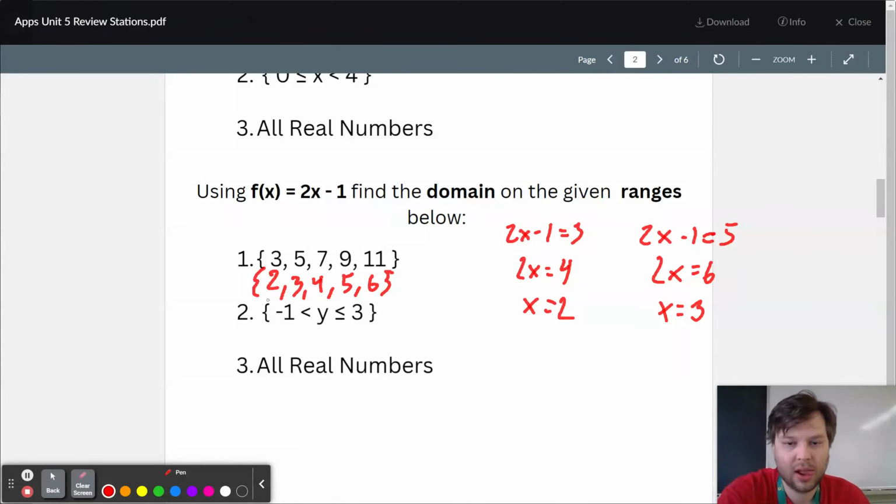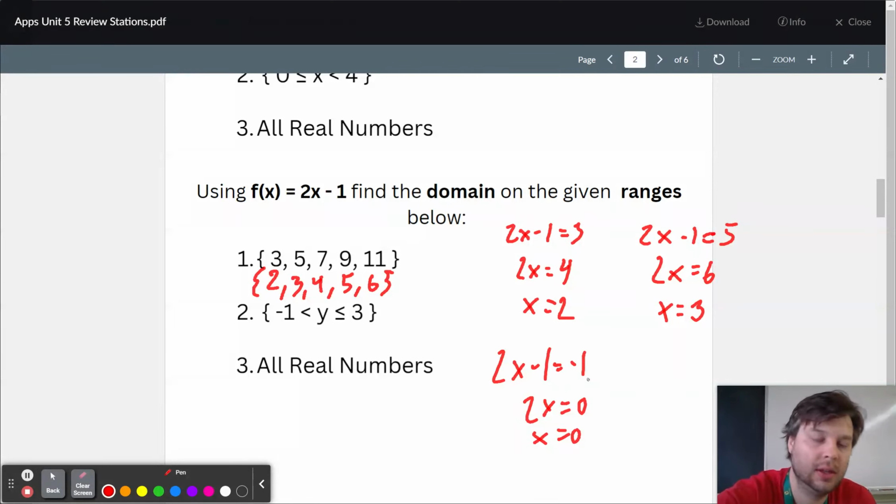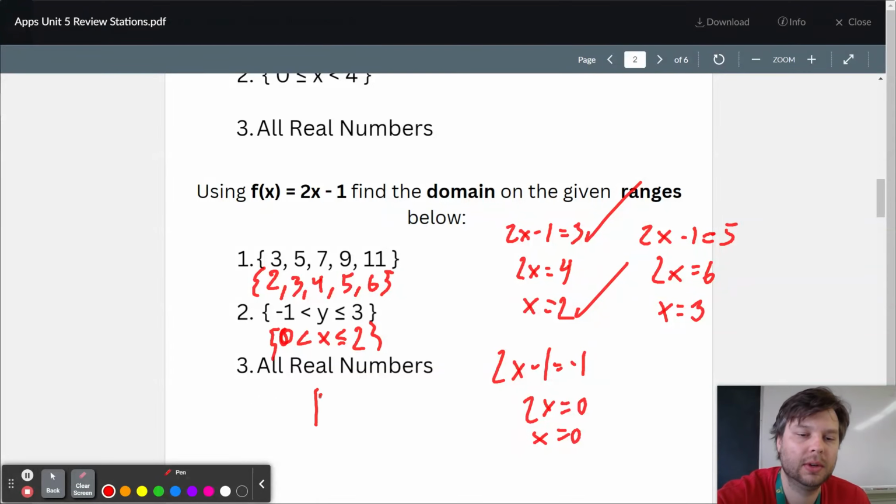Very similarly, I have to solve 2x minus 1 equals negative 1. Add 1, divide by 2, and I get my domain. 0 is less than x is less than or equal to 2. I already solved the equals 3 problem right here. All real numbers we already talked about.